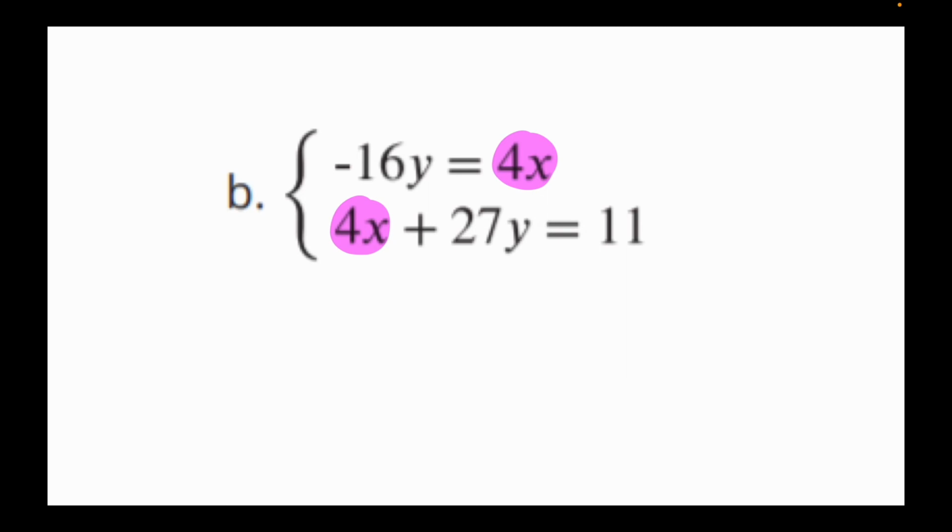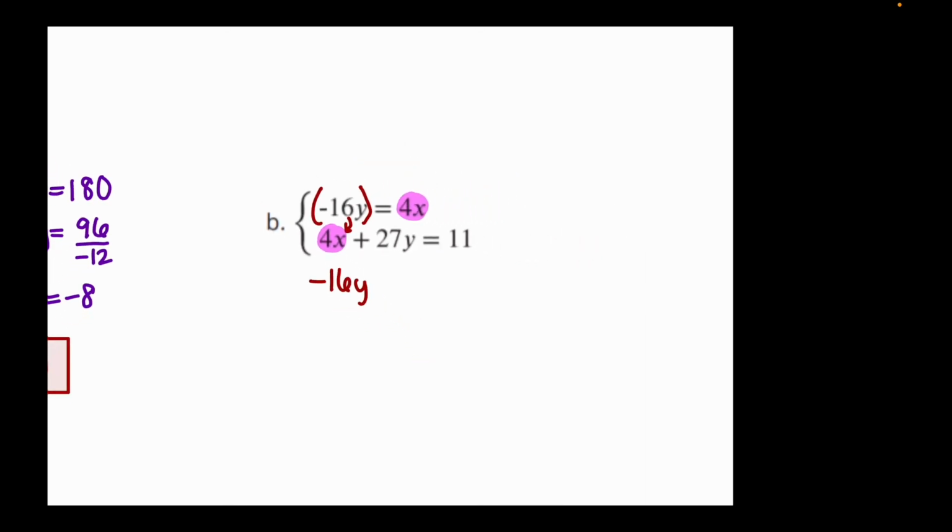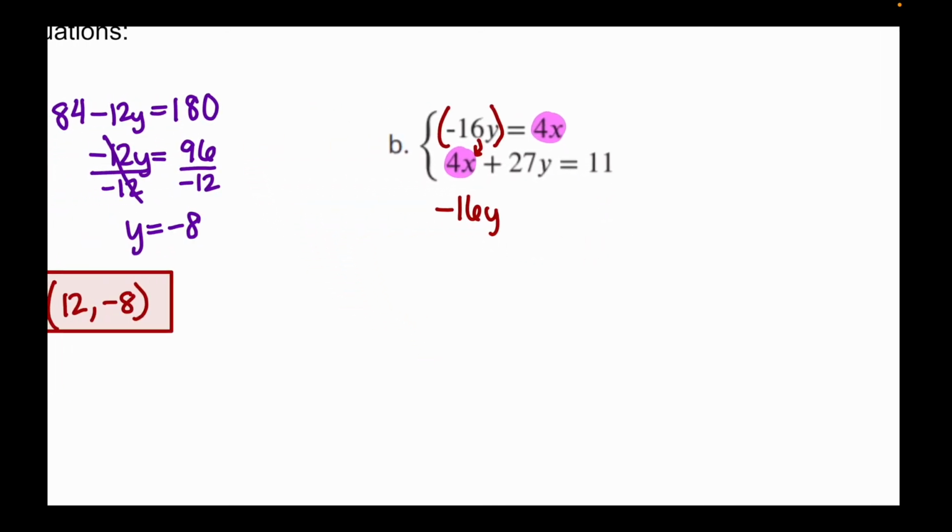So it looks to me like 4x is the teacher, and who is going to be the sub? Negative 16y is going to be the sub. So we're just going to pop that in place of this 4x. So we'll have negative 16y, zoom out here a little, plus 27y is equal to 11. When you combine these two, you get 11y is equal to 11. That means you divide both sides and you'll get that y is equal to 1.